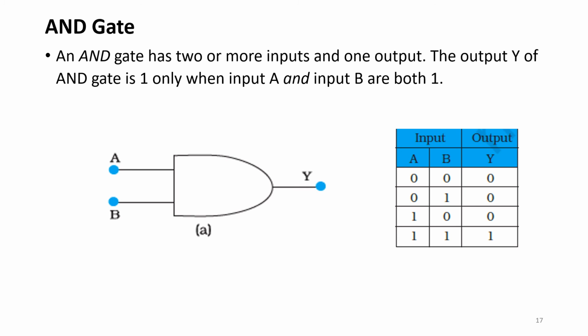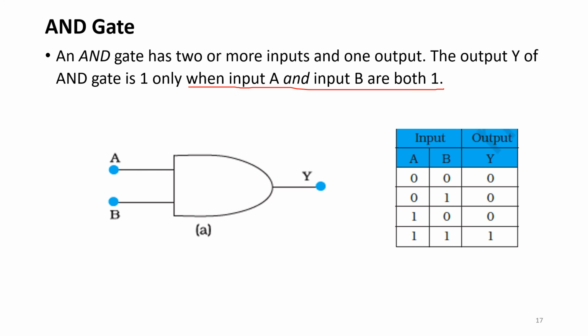The output Y of AND gate is 1 only when inputs A and B are both 1. So here both should be 1. A should be 1 and B should also be 1. Then only Y will be 1. Otherwise, if any one is 0, the output is 0.